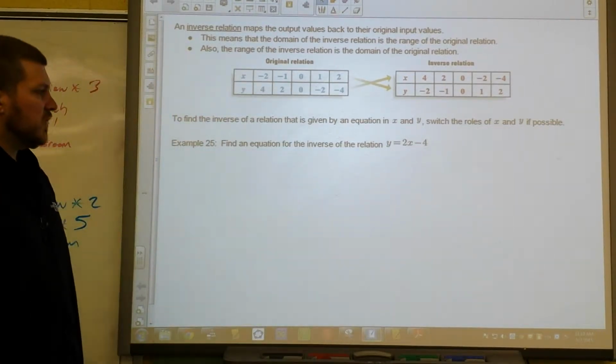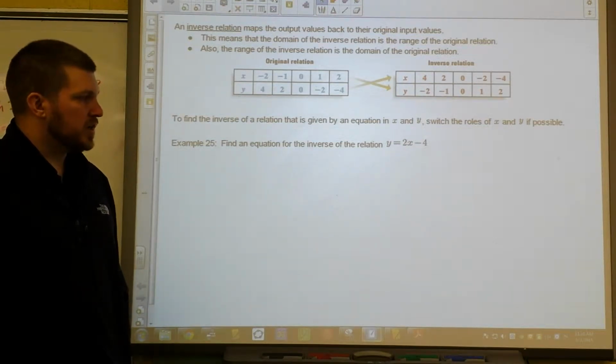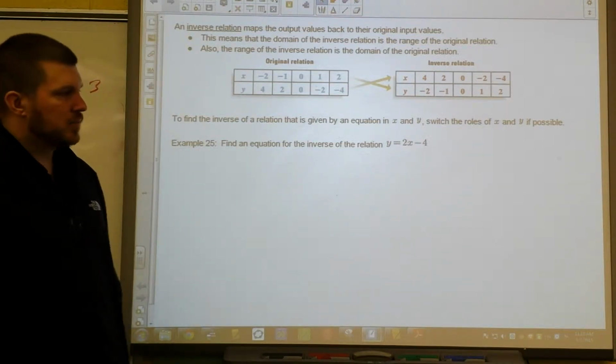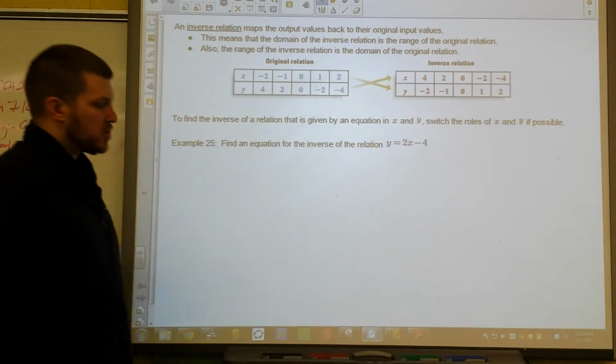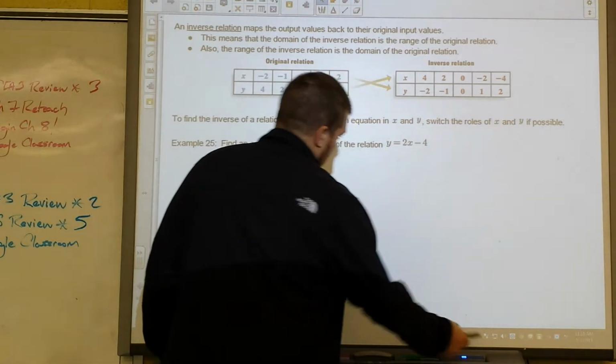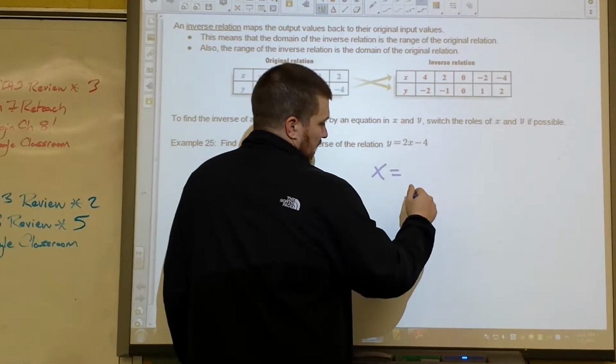So in example 25, we're going to do an easier one. We want to find an equation for the inverse of the relation y equals 2x minus 4. Since we're talking about the inverse, I first want to start off by switching x and y. And I mean literally switch them. Everywhere I see a y, I'm going to put an x, and everywhere I see an x, I'm going to put a y.